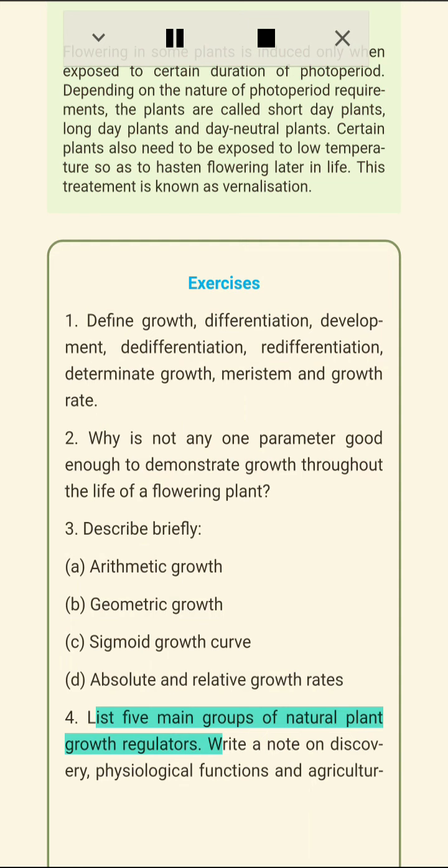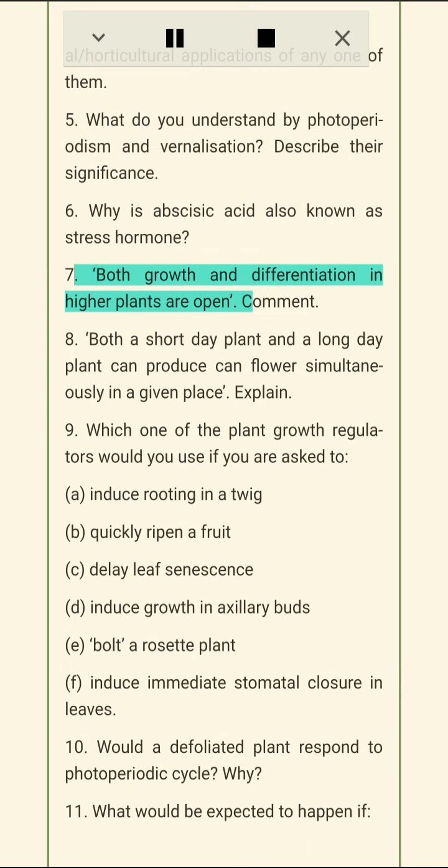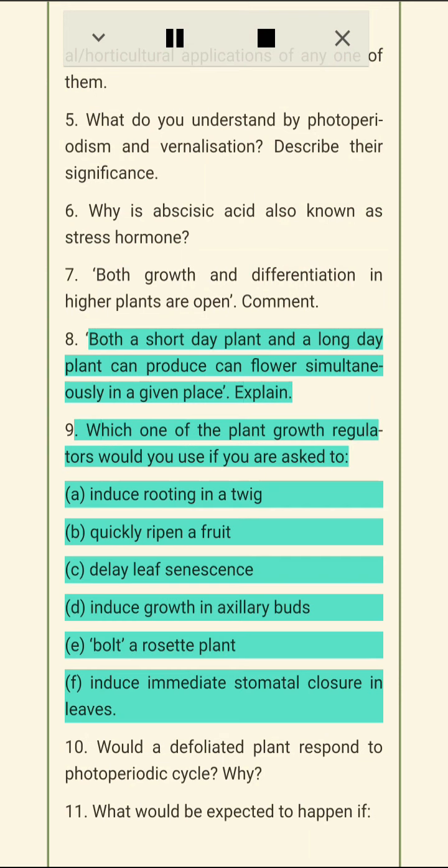4. List 5 main groups of natural plant growth regulators. Write a note on discovery, physiological functions, and agricultural, horticultural applications of any one of them. 5. What do you understand by photoperiodism and vernalization? Describe their significance. 6. Why is abscisic acid also known as stress hormone? 7. Both growth and differentiation in higher plants are open. Comment. 8. Both a short day plant and a long day plant can flower simultaneously in a given place. Explain.